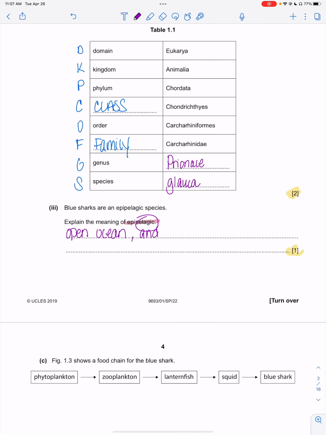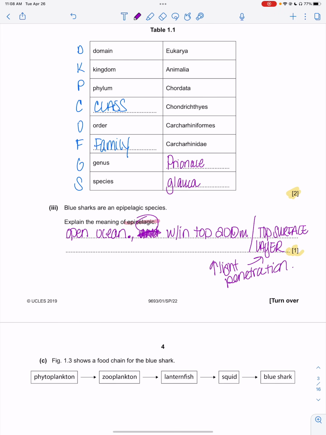I know I said don't say "and," but yeah, so we'll have to figure a different way to say it. Open ocean within the top 200 meters. Or you can say top surface layer and then something about high light penetration, because that literally is what the epipelagic is. It is also called the photic zone, but that is not a part of the mark. If you're about to call it the photic zone, that's not its definition, but consider then what that means.